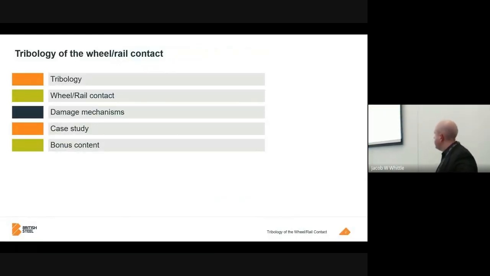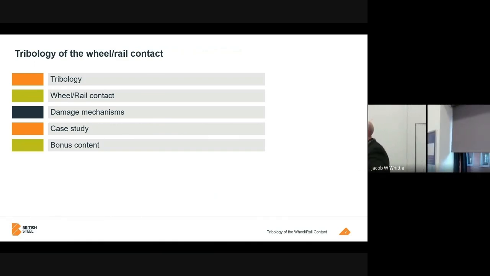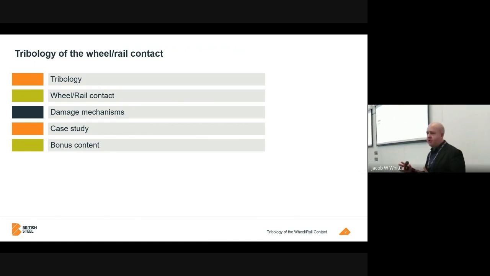So, a bit of an agenda here. I'll introduce tribology, I'll introduce the wheel rail contact, I'll talk about some of the damage mechanisms. I don't have enough time to go through them all because there are a lot of damage mechanisms. I'll go through one case study. I'd like to do more as well, but unfortunately I just don't have enough time. And just for you guys, we've got some bonus content as well. This is not going to be on Spark, so this is a special treat just for you guys. I thought I might do something that's slightly different.